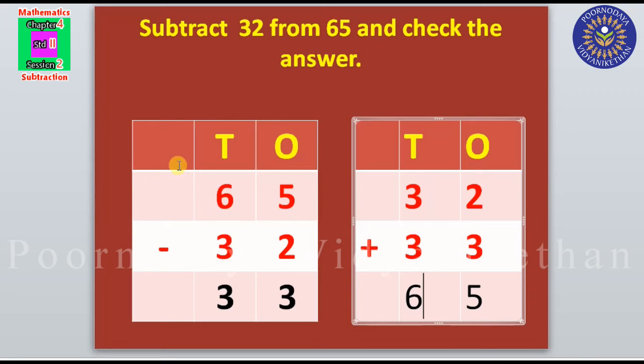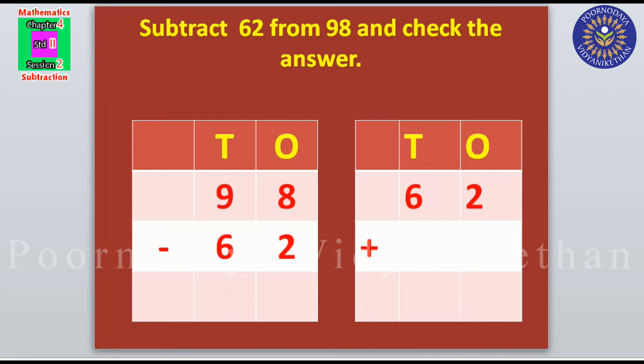Did you understand? Now let us see one more example. See here. Subtract 62 from 98 and check the answer. You have to arrange the numbers. First you have to write the bigger number. Below that you have to write the smaller number, that is 62.